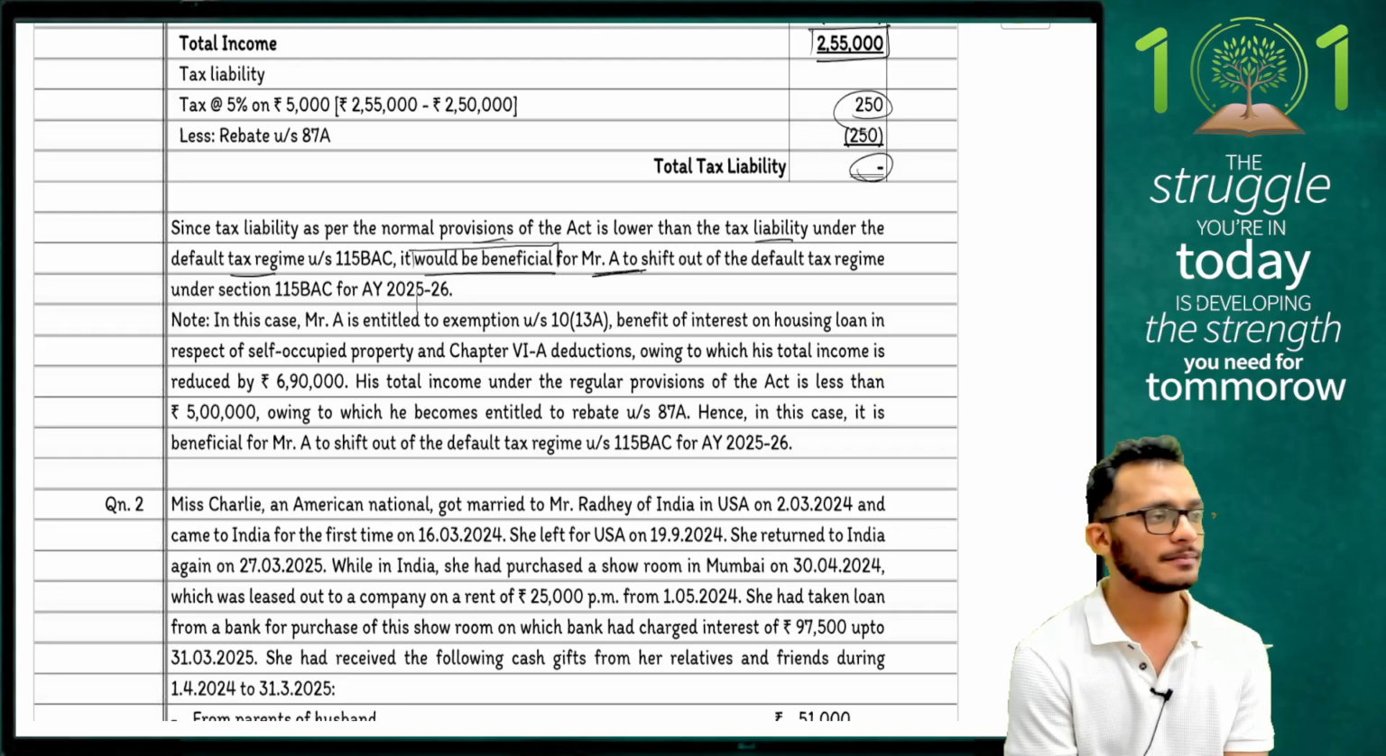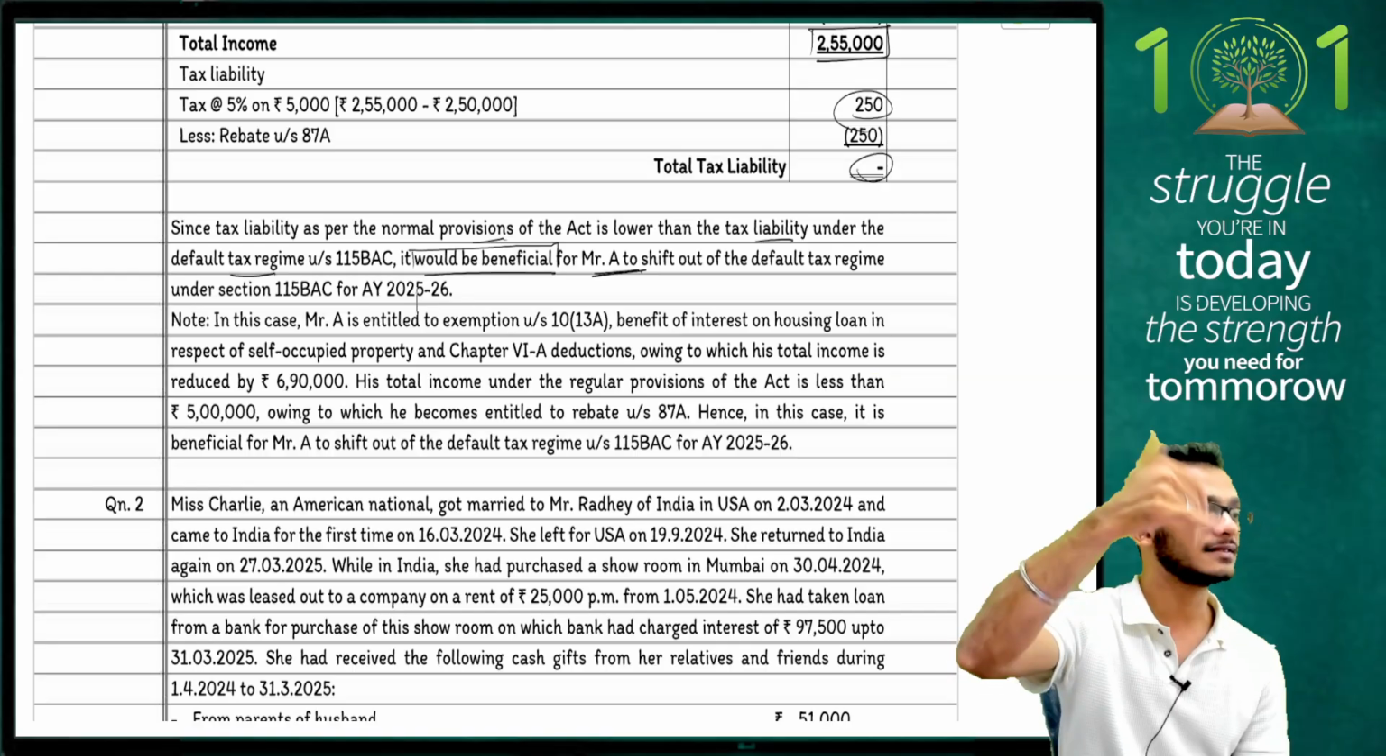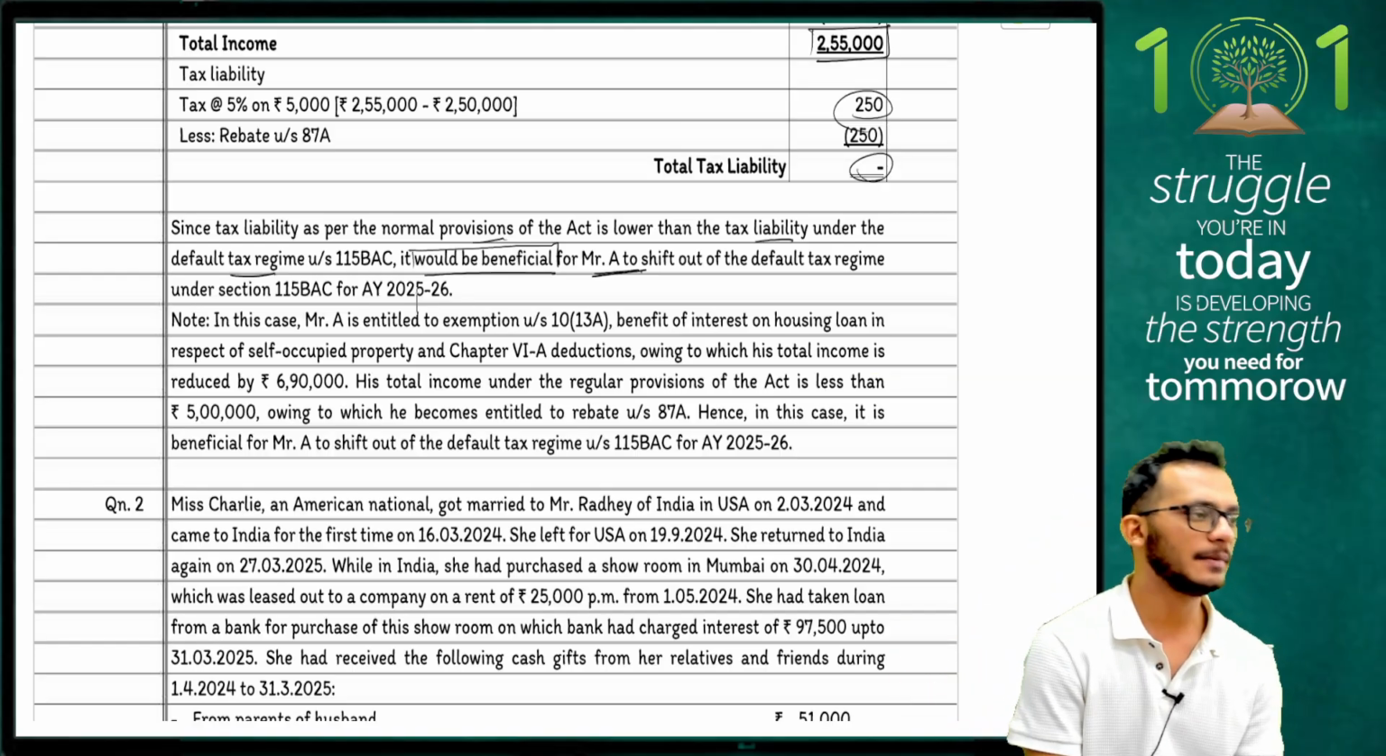It's the same thing, it doesn't matter. If you want, you can just mention gross total income at maximum. You can say within brackets since chapter 6 is not eligible. Simple. That means the same.